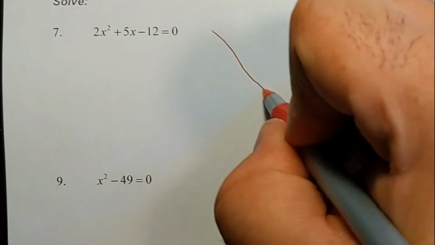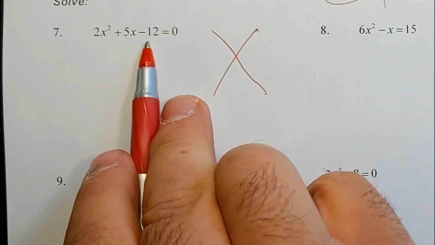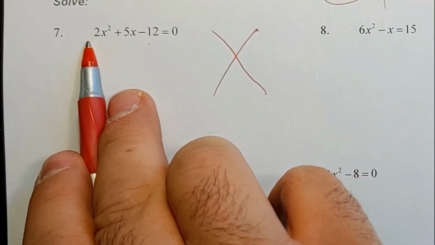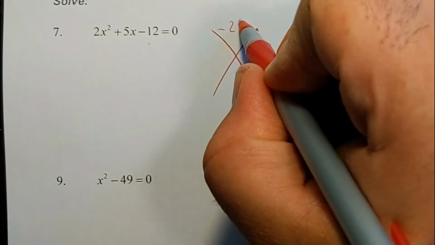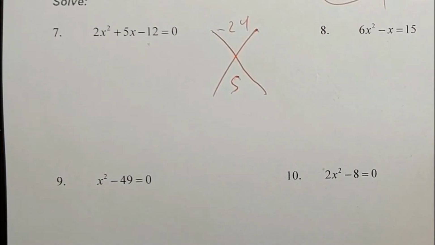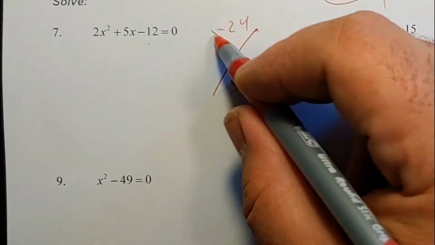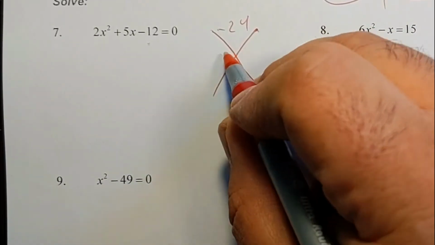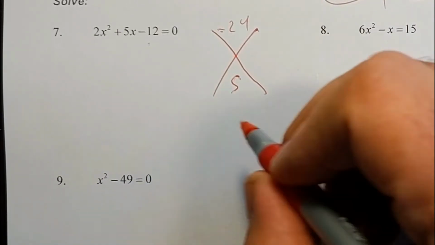So that means that when we set up our x, we're not just going to use the negative 12. We're going to multiply it. 2 times negative 12 is negative 24 for our top number. 5 still stays 5. The b value doesn't change. And we're still looking for factors of negative 24 that subtract and give us a 5.